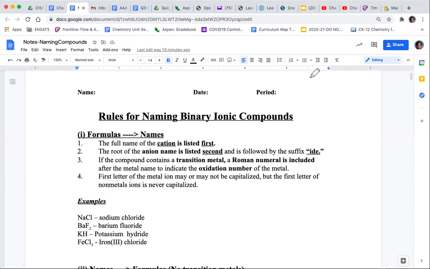And now we are going to move on to the second part. Second part means this time I'm going to give you the names, and you are going to write the formulas. So we are doing the reverse. This time I'll give the name and you have to write the formula. Trust me, this is so easy, so simple. We will see a couple of examples also.